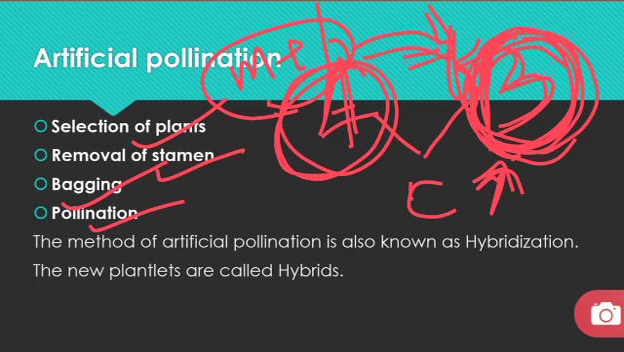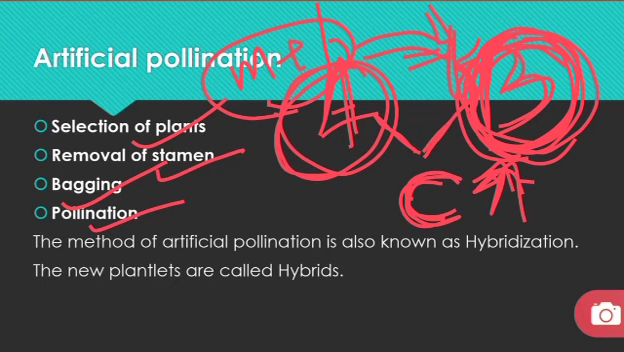Okay, and then you will again bag it. You will again tie the flowers with a polythene bag. Now the flowers will start fertilizing. When the fertilization occurs, after that the plant will give out seeds and the seeds will give a new plant. Okay, so here what we can see, that I can get the characteristic of A and I can get the characteristic of B in my plant, that is C.